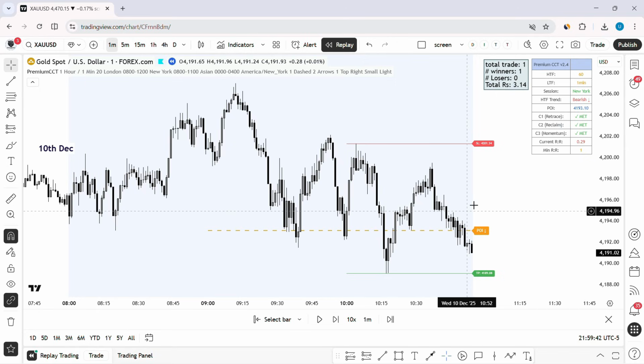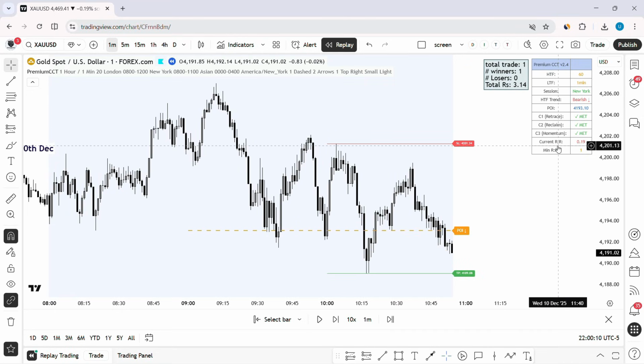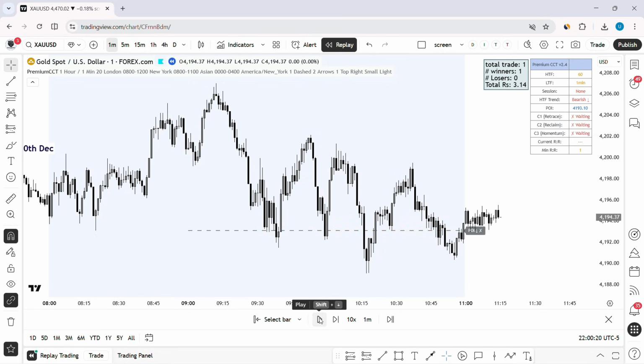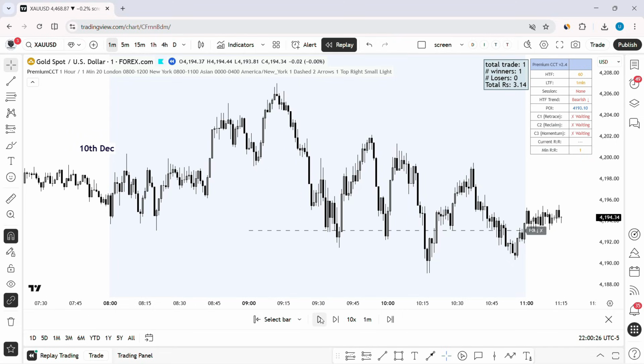As you can see, the current risk reward is lower than the 1. So the indicator is not showing any sell signals at this point, even though the higher time frame trend is also bearish, which is confirming the sell trade. But since we have lower risk reward, we are not seeing any sell signals at this level. Now let's continue. So on 10th December as well, no trade formed. Let's go to the 11th and see if any trade forms on 11th.